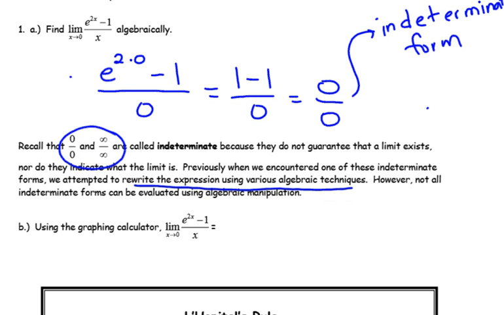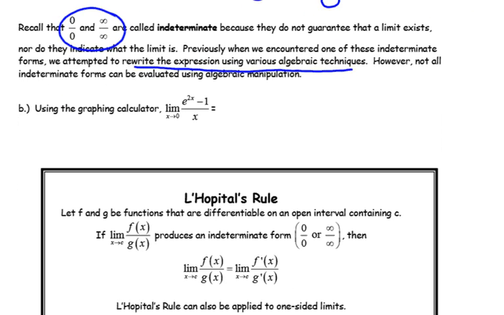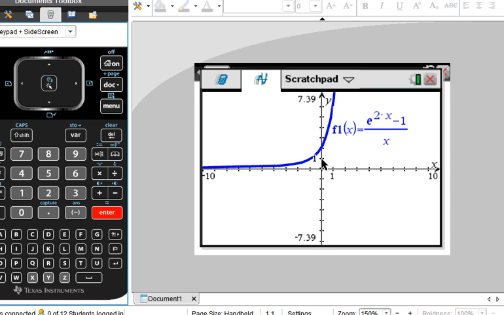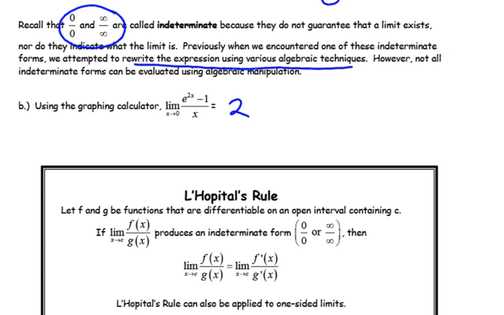Before L'Hopital's rule, if we got an indeterminate form that we couldn't solve algebraically, then we'd go to the graphing calculator. So I've put this function into the graphing calculator, e to the 2x minus 1 over x, and you can see that as x approaches 0, the graph is approaching 2. So that's actually a limit there. When I evaluated this algebraically, we got an indeterminate form of 0 over 0, and then the actual limit is 2. What L'Hopital's rule allows us to do is find the limit of this without using a calculator.